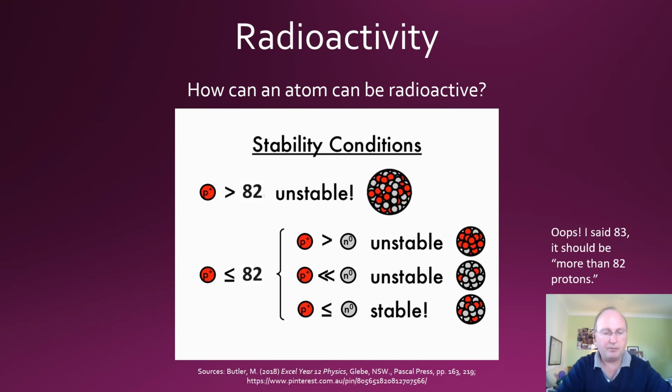An example is if a nucleus has 83 protons or less, and there are more protons than neutrons, then it is unstable, as you can see from this graphic. Another example is if a nucleus has 83 protons or less, and there are a lot fewer protons than neutrons, then it's unstable. Unstable nuclei emit particles, which may be alpha or beta particles, or radiation in the form of gamma rays, until they are transmuted into stable nuclei.